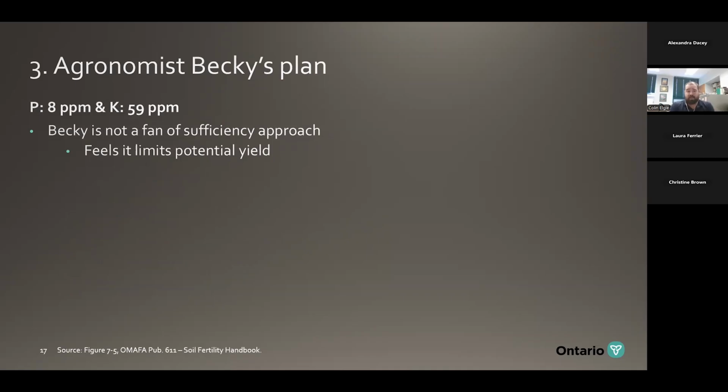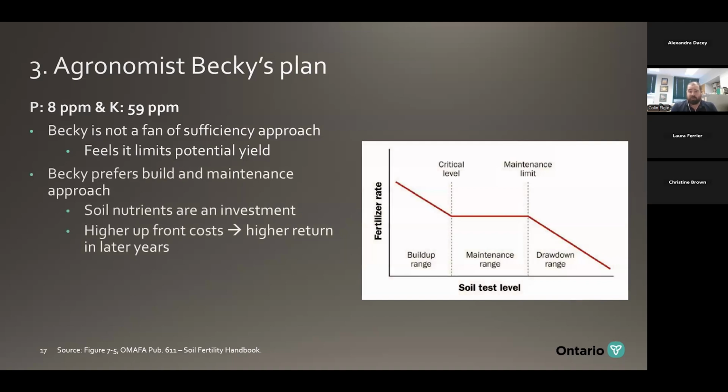And so again, looking at the phosphorus and potassium, Becky's not a fan of this efficiency approach, so she feels it limits the potential yield of that particular field. She prefers the build and maintenance approach. So looking at soil nutrients like an investment, meaning higher upfront costs, hoping for that higher return in later years.